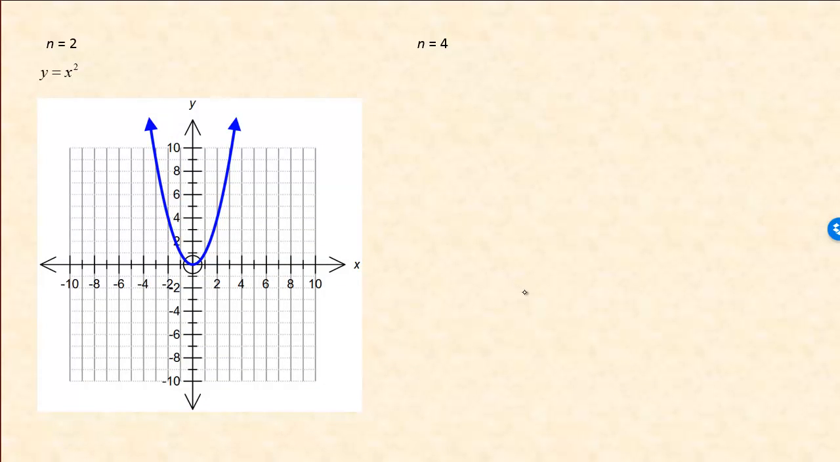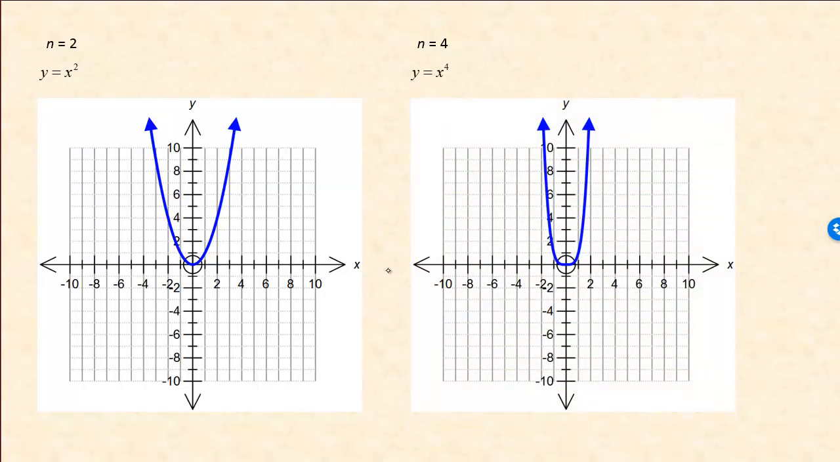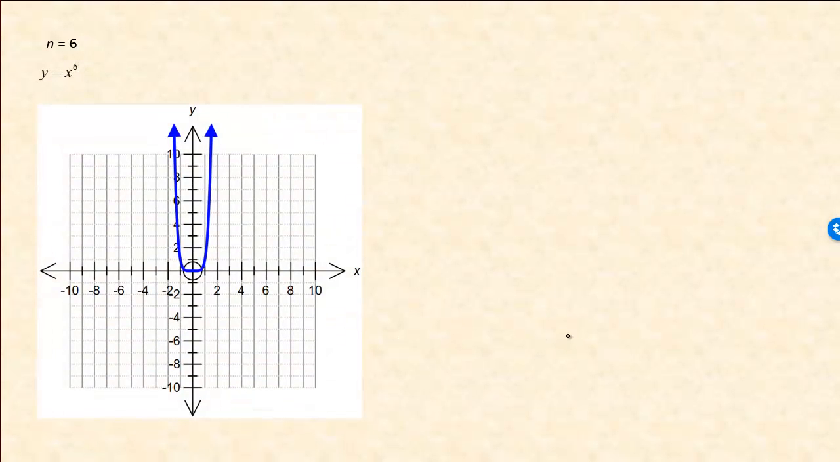If n is 4, y is equal to x to the 4, and that looks like this. Notice there are similarities, but look at the origin, and also look at how steep it is up the sides. And when n is 6, y is x to the 6, we get this.